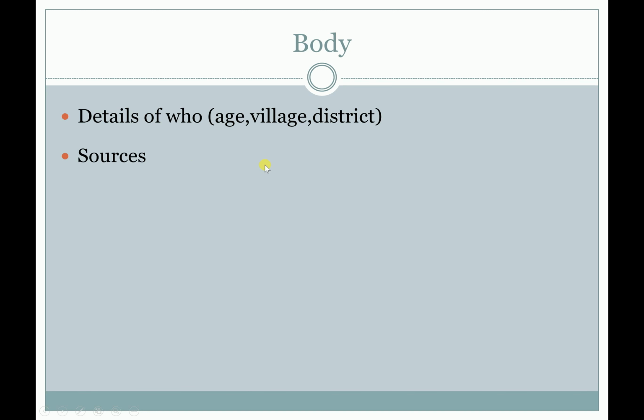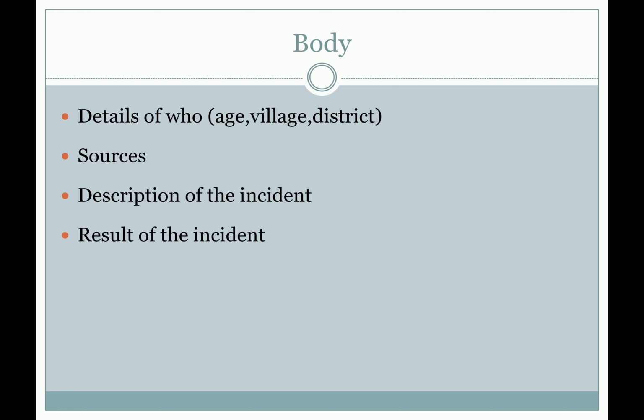Then sources. When you are writing a report, you are not present there. In most situations, the reporters are not actually present in the place where the occurrence happened. So the sources are generally collected from the local people. You have to mention the sources, from whom you have collected this. Description of the incident: now you will describe how this incident happened, what the causes are, what the reasons are, who was involved there, and how they did this. These are the things you will tell.